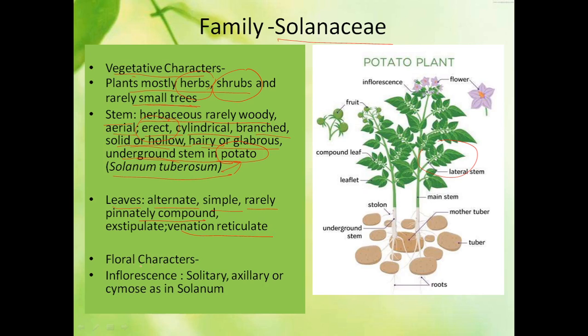Now we'll discuss the floral characters. The arrangement of the flowers, that is the inflorescence, is solitary, axillary or cymose. You can find a cymose inflorescence, where the arrangement of the flowers is cymose. That is, the largest flower is at the top and the smallest at the bottom. The arrangement is in decreasing order, the largest at the top and the smallest at the bottom.